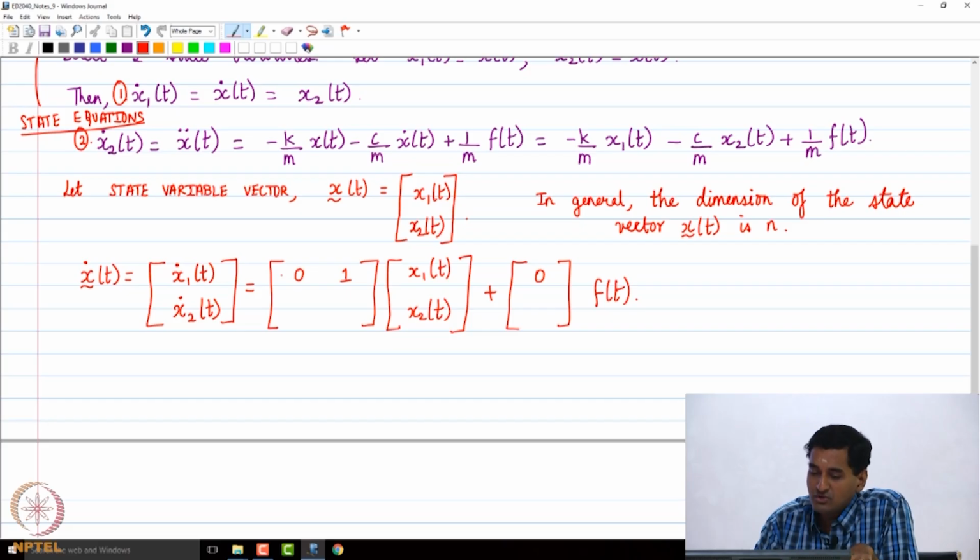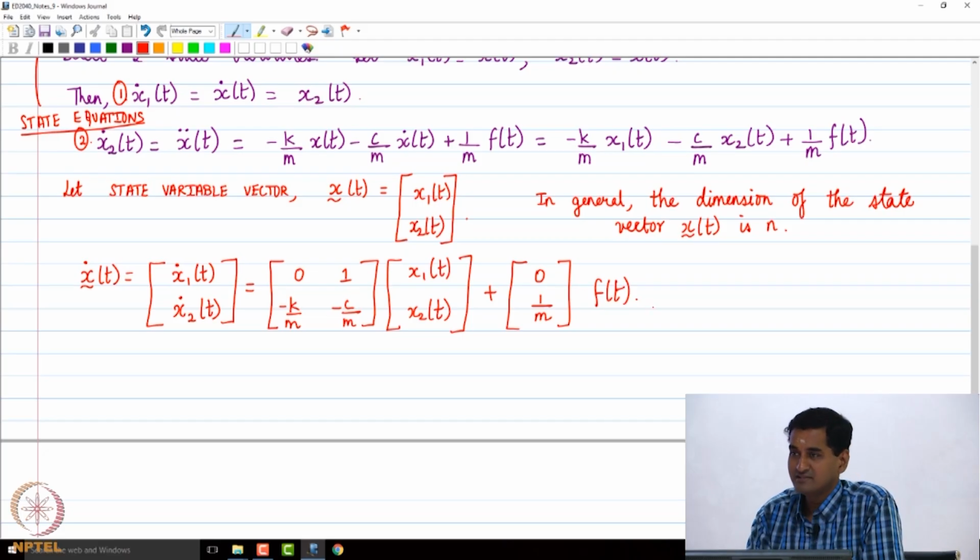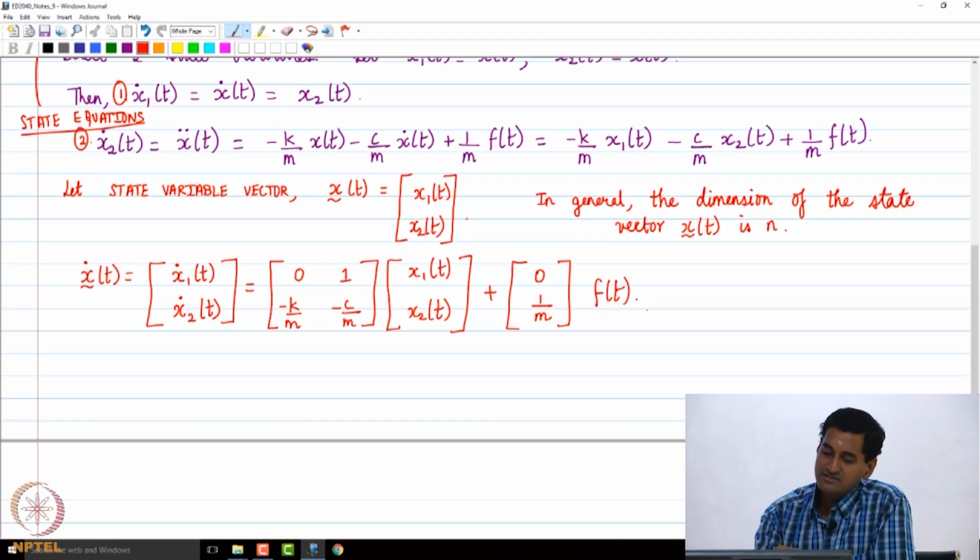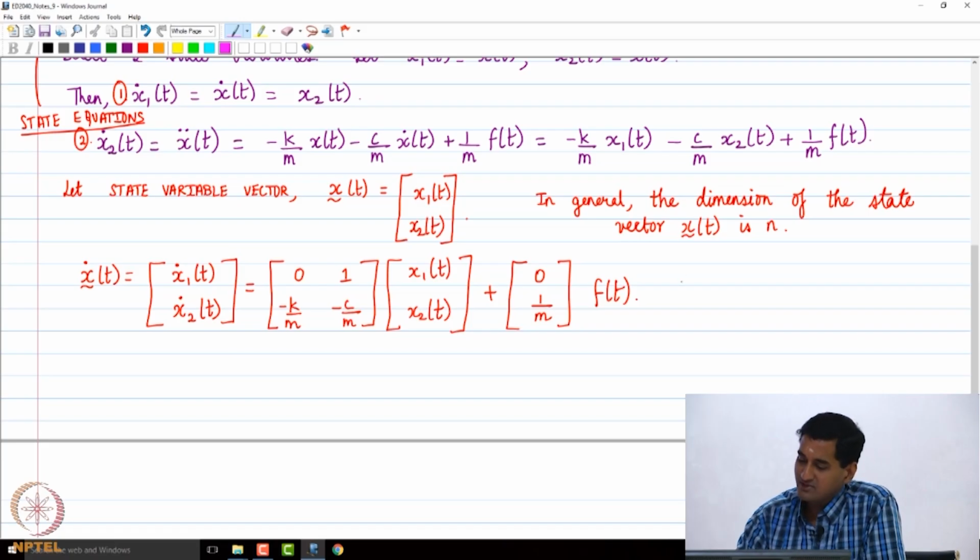Okay, so then how will I get x2 dot? I can rewrite this as minus k by m, minus c by m, and 1 by m, right? If I do this, can I get the second equation? I do, right? You multiply the second row with the column state vector, and then 1 by m multiplies f of t, you get the second equation. Okay, so this is what is called a state equation.